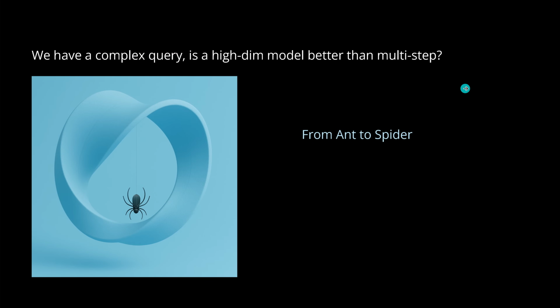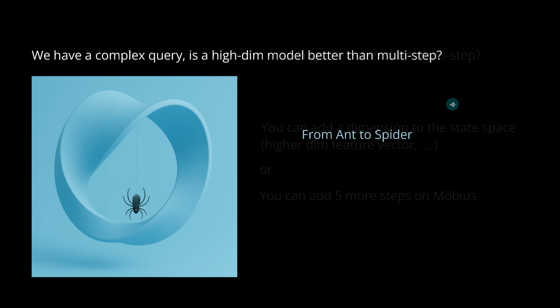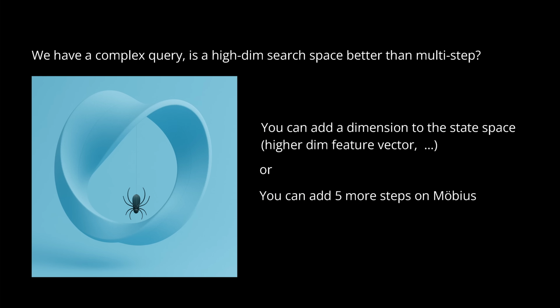We change it. From an ant, we go now to a spider. And spiders have a very particular property. Yes, exactly. What is your answer now in this particular case? You have 2 options. You can add a dimension to the state space, or you can allow the spider now to add 5 more linear steps on the Möbius strip.